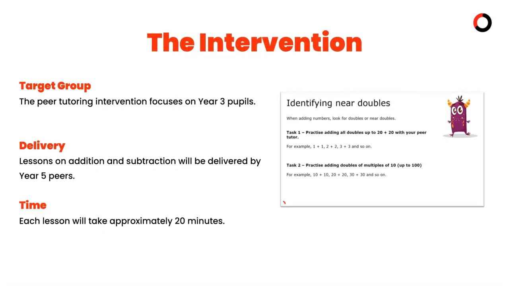So the intervention is a peer tutoring intervention that focuses on Year 3 pupils. The lessons on addition and subtraction will be delivered by Year 5 peer tutors, and each lesson will take approximately 20 minutes. We do recommend a minimum of 10 learners to take part in the evaluation. So this would mean 5 would go to the intervention, 5 to the control. And then when the intervention has been finished and you've got your impact report, you will then open this up so the control can receive it.